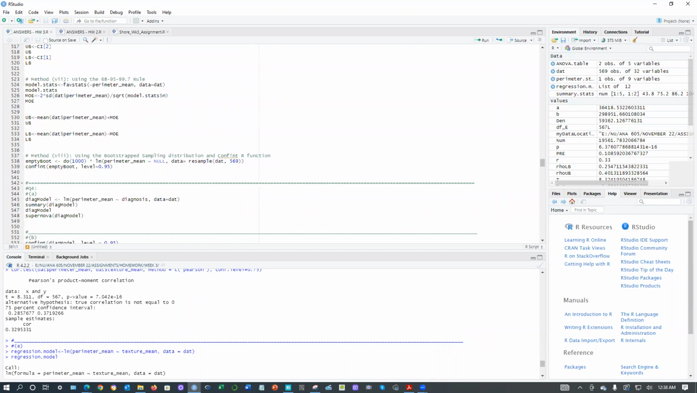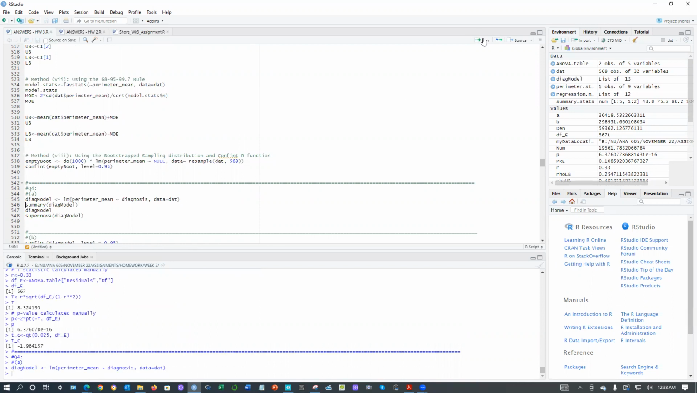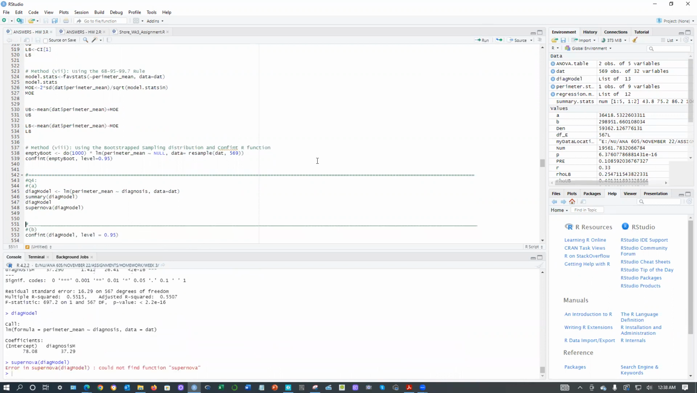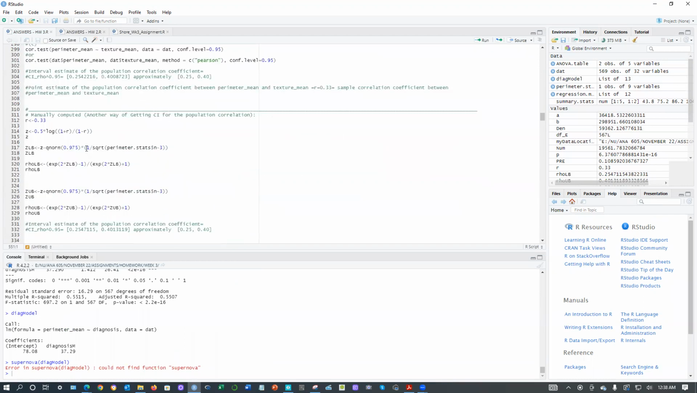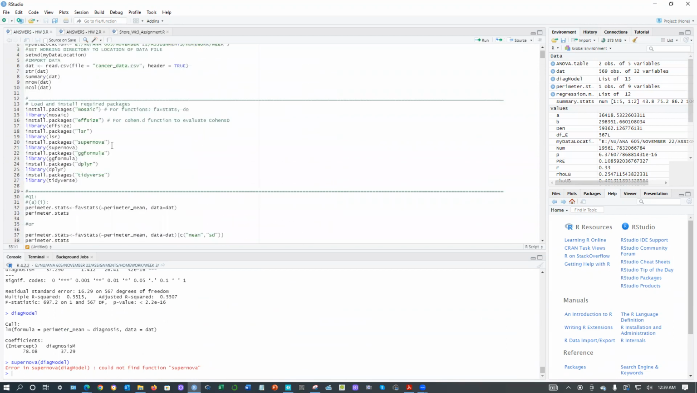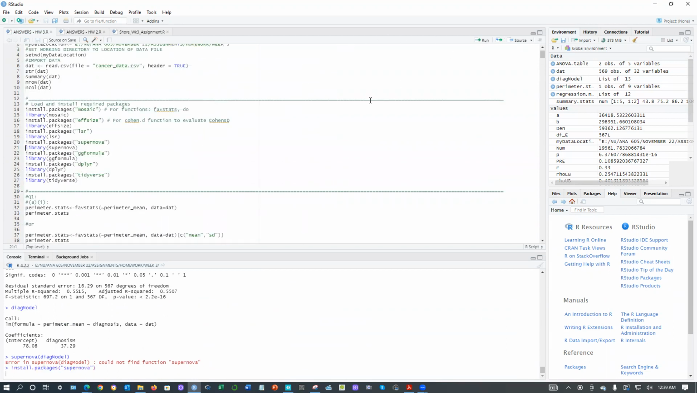Fit the linear model with the parameter mean as the outcome and diagnosis as the explanatory variable. Fit this one, and summary. Supernova. Why don't they have a supernova? Okay, let's go ahead and install it.